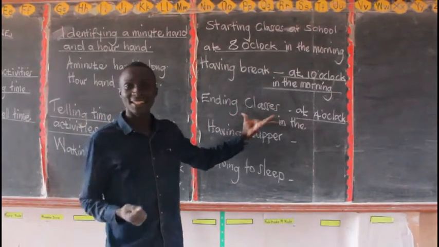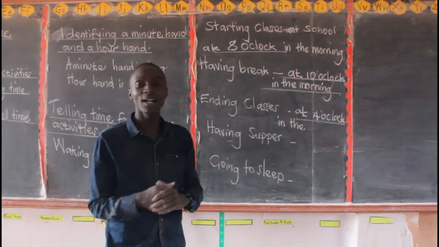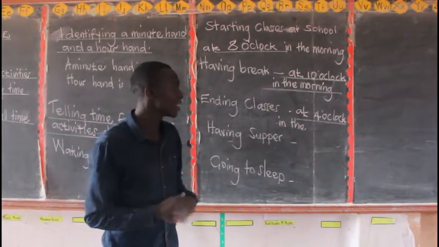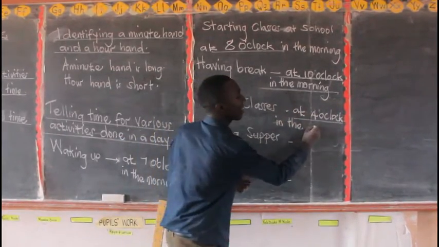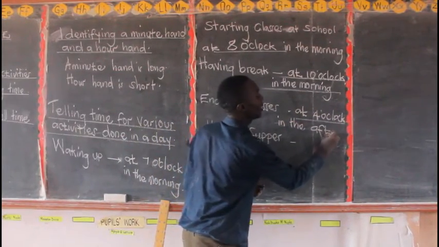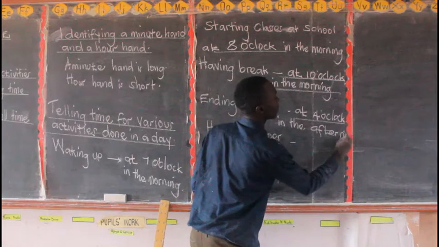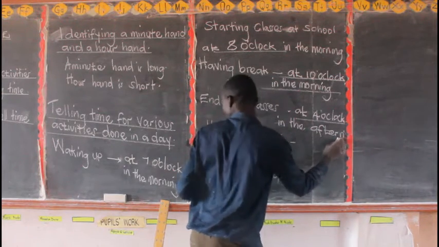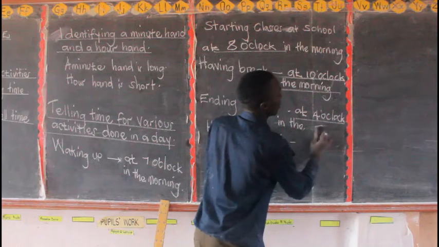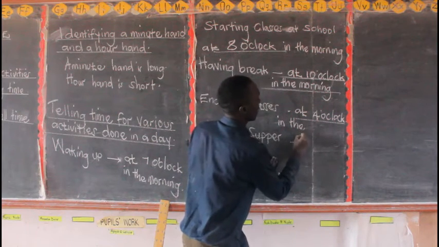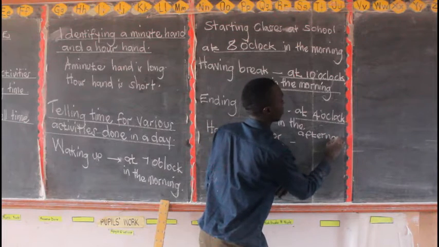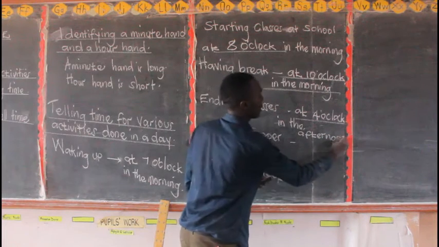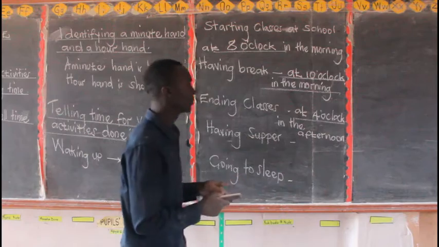At what time do we always end our classes? We can say we end our classes at 4 o'clock in the afternoon. In the afternoon. That's how you can write the word afternoon.